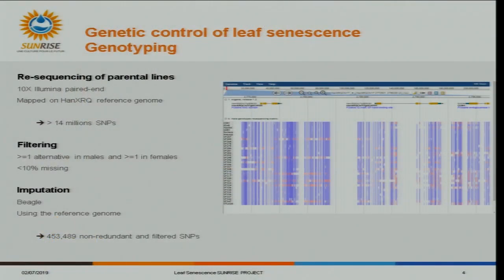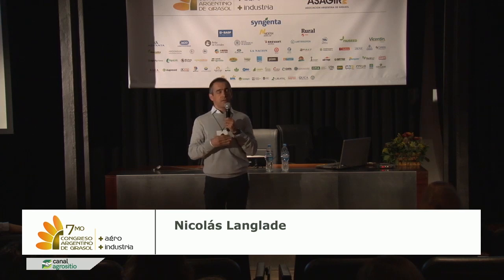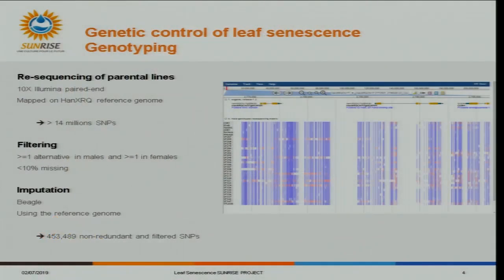These parents, they were sequenced. This is what I presented earlier. And based on the resequencing of these parents, we identified 14 million SNPs. And at the end, after all the filtering, etc., we work with 453,000 non-redundant SNPs that are both polymorphic in the male and in the female, and that have a minimal allele frequency of 10% in the population.